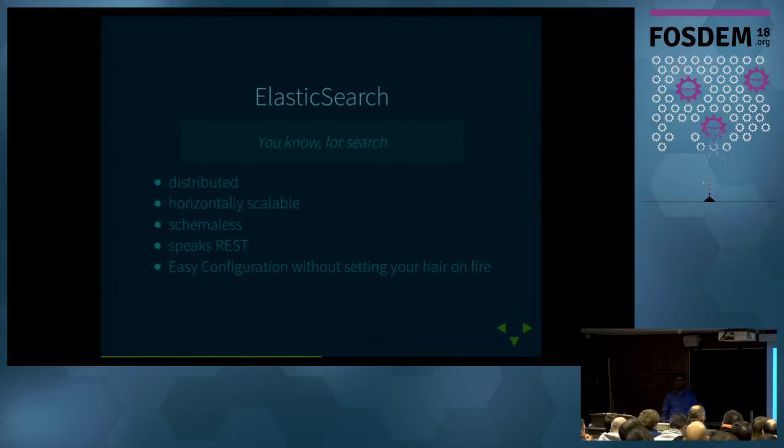So Elasticsearch, as Dennis already explained, is just a distributed, horizontally scalable document search engine built on Apache Lucene. It speaks a RESTful API, and literally every configuration you do on Elasticsearch is done via REST. So it's pretty easy configuration.